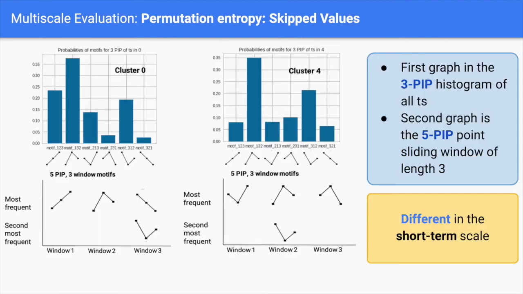So in order to see what's happening on the short scale, we transform all the time series in each cluster into 5 pip points, and then use a sliding window of length 3 to see what's the highest frequency count in each sliding window. As we can see in window 1 of cluster 0, the most frequent pattern is increasing, whereas in cluster 4, it's decreasing and then increasing, and so on. Thus, even though these clusters are the same in the long scale, they are different in the short scale.